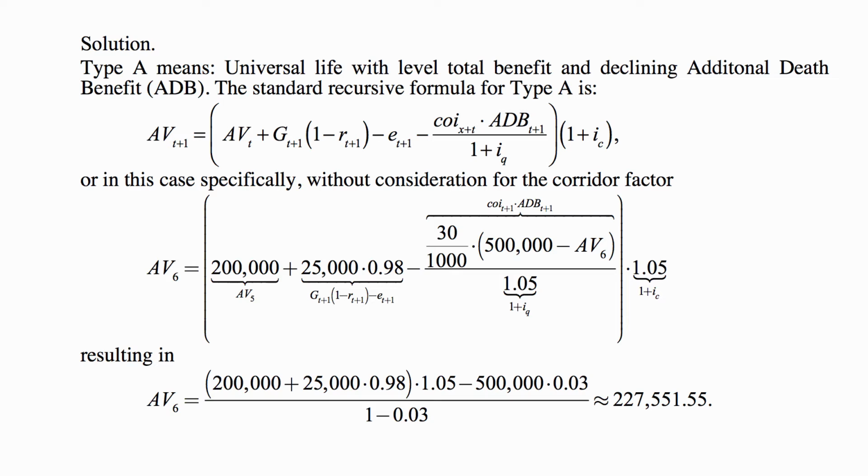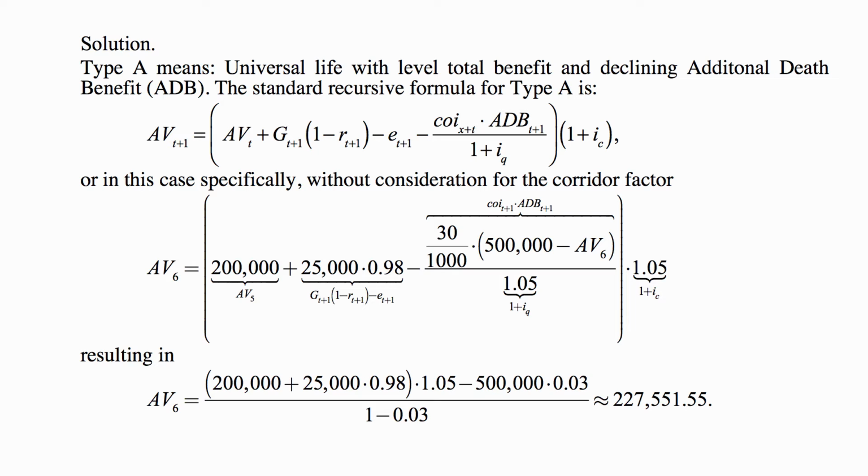So recall that universal life with level total benefit and declining additional death benefit is what we mean when we say type A. In type B, it's the additional death benefit that is level, not the total benefit. And the standard recursive formula for type A is the account value in the next period is the previous account value plus premium after expenses.